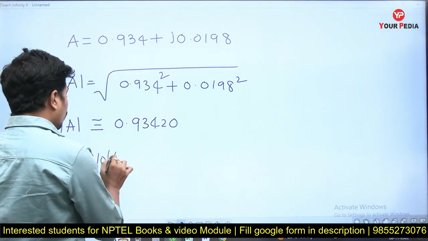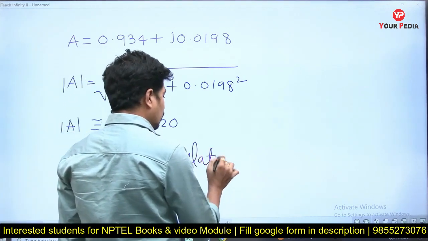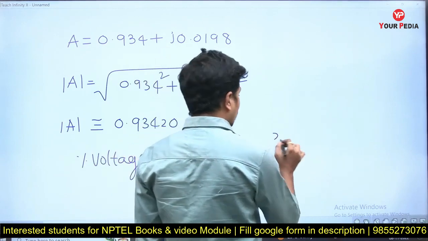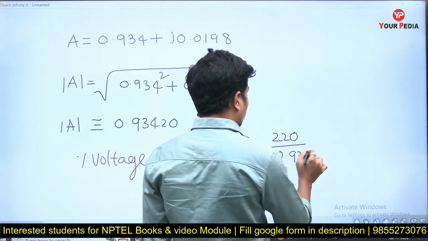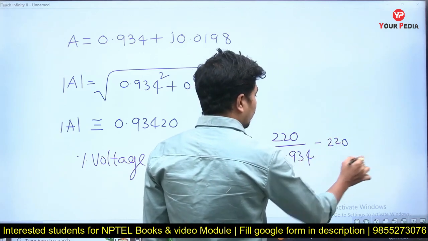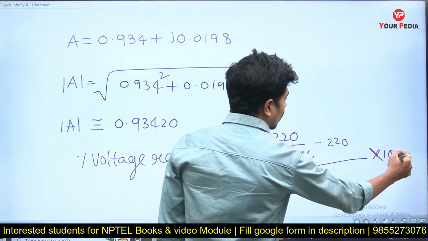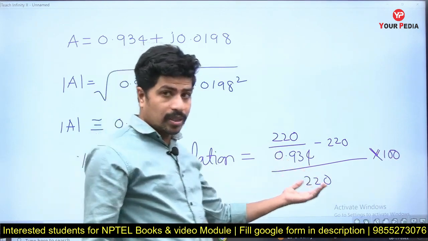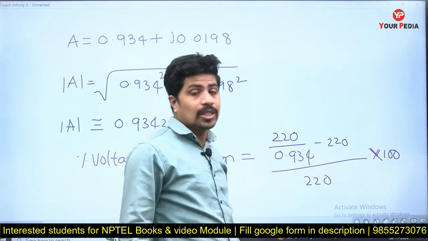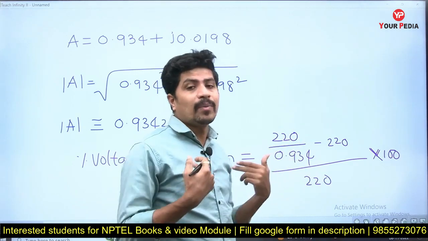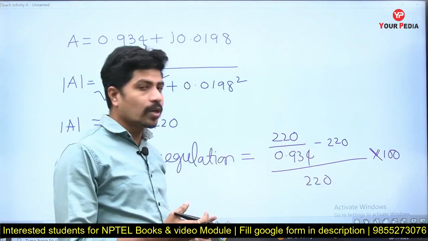Now one question can be raised by students: while finding voltage regulation, do we take phase voltage or line voltage? Percentage voltage regulation is equal to mod Vs 220, this is the line voltage, by magnitude of A 0.934, minus 220 by 220, into 100. Even if you take phase voltage, 220 by root 3 everywhere, the root 3 will get cancelled. Actually we have to take per phase voltage only, but either way both give the same answer.